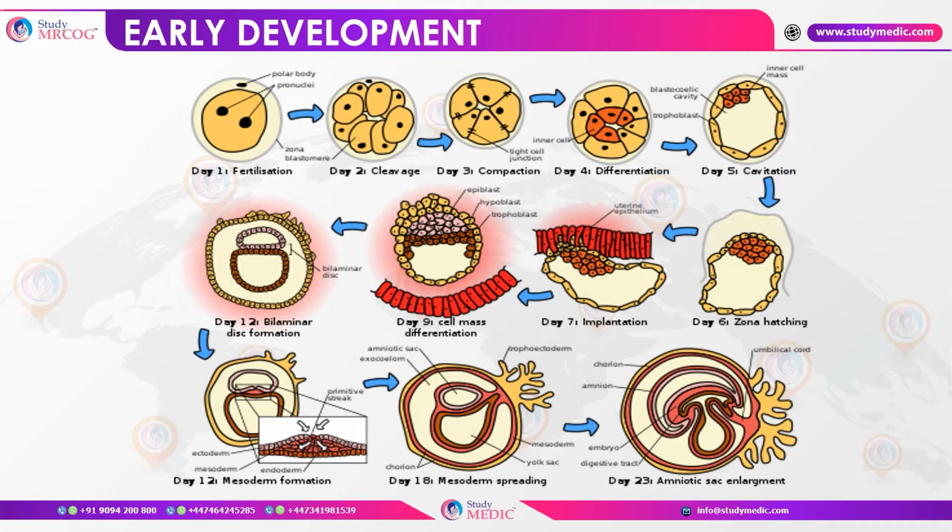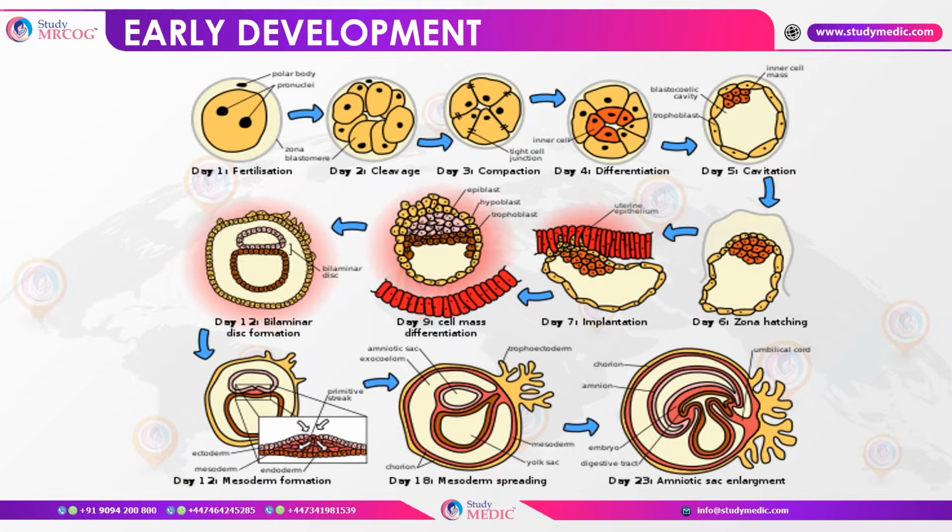Next there is compaction and differentiation. By day 5 there is cavitation leading to a blastocelic cavity. We have the inner cell mass and the outer cell mass. The outer cell mass are the trophoblast, which go on to make the placenta, and the inner cell mass is the embryogenic mass, which is going to go on to make the embryo per se. After that, hatching takes place where the zona layer disappears, and by day 7 we see implantation.